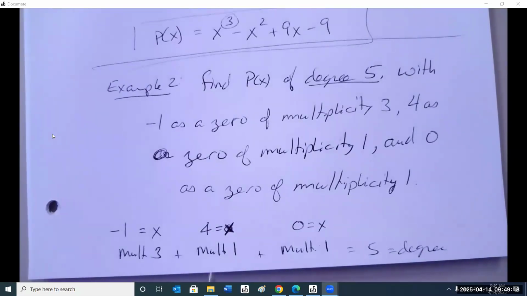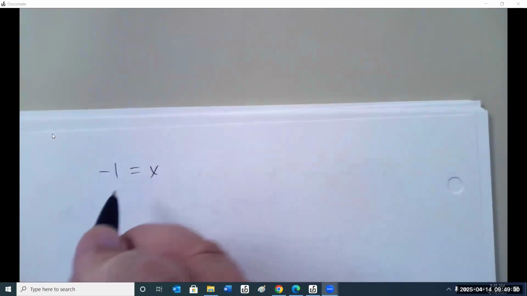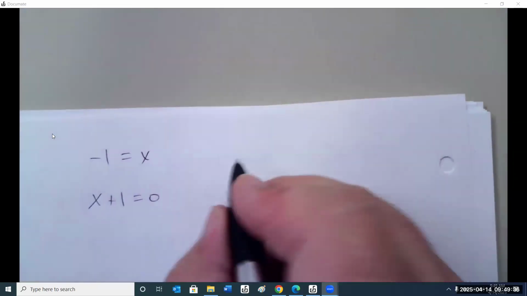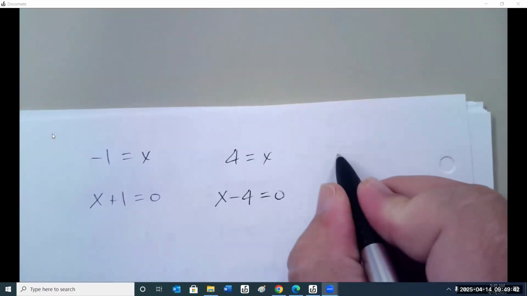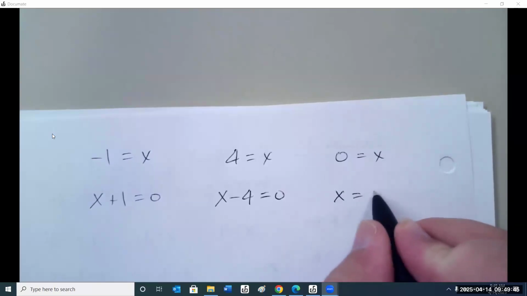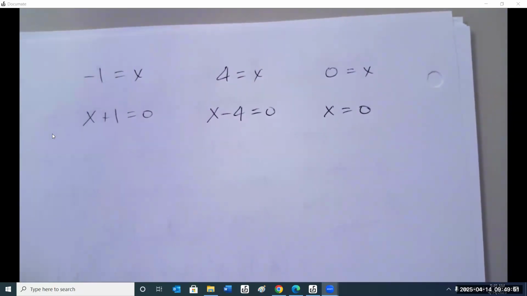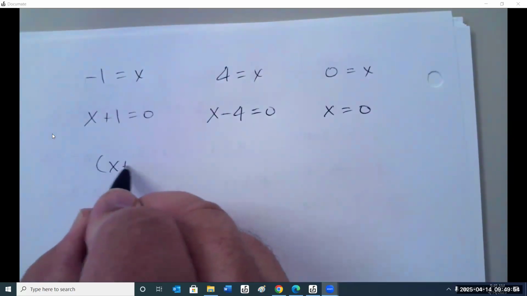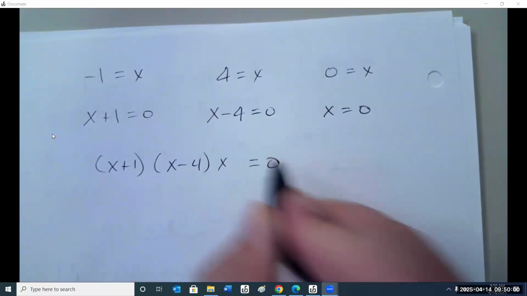So where do we go from here? Next step would be what? Make them equal 0, yeah. So we have -1 equals x. That becomes x plus 1 equals 0. We have 4 equals x, so it's x minus 4 equals 0. And then we have 0 equals x, so x equals 0. So the product of all these zeros has to equal 0.